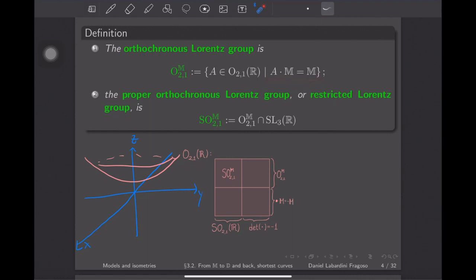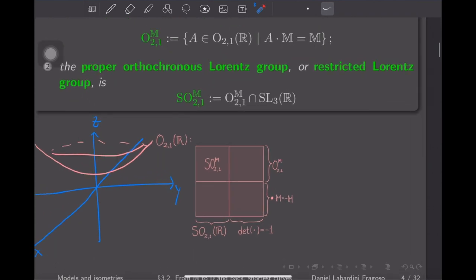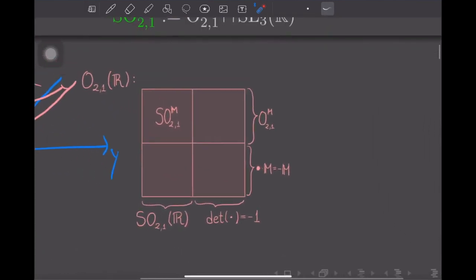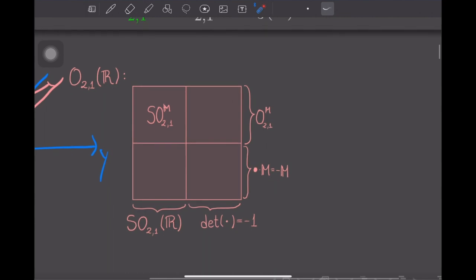So one shouldn't confuse these two groups. Okay, and somehow the picture that one has to have in mind is this one for the Lorentz group. We have those that have determinant 1, and those that do not have determinant 1.